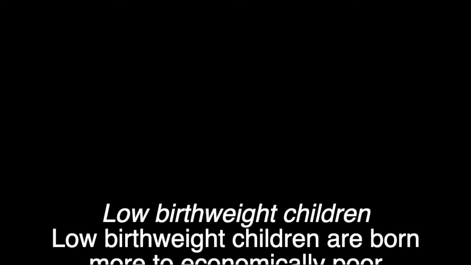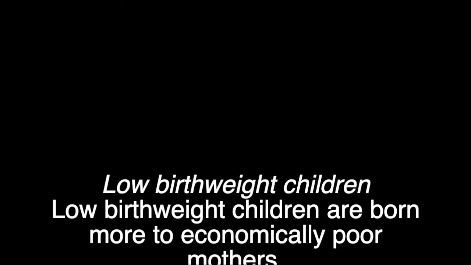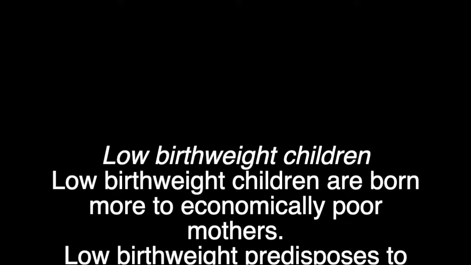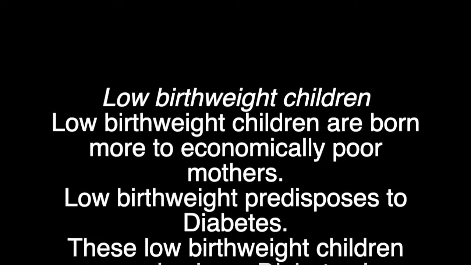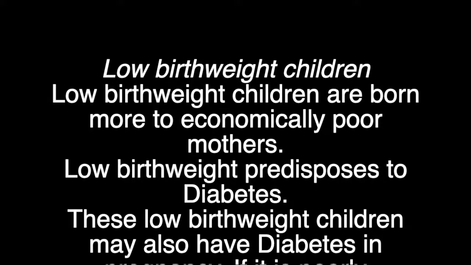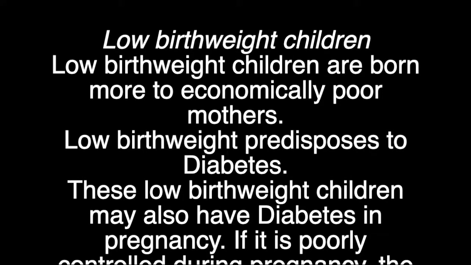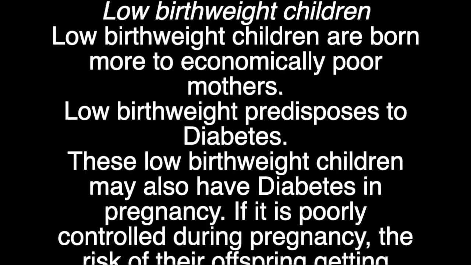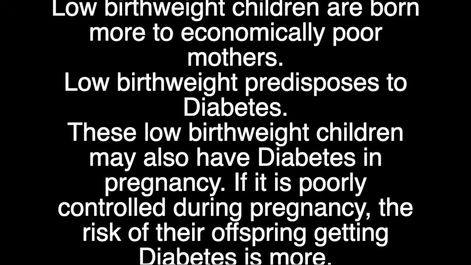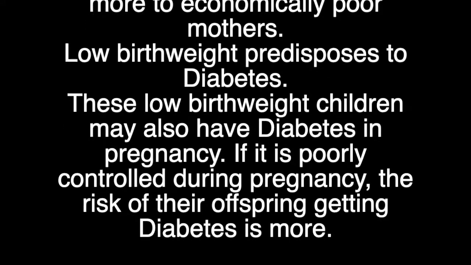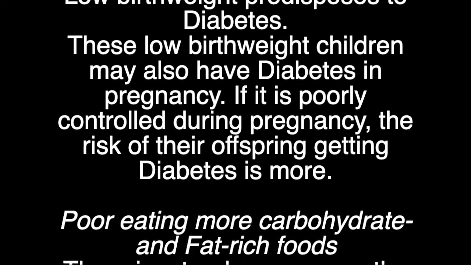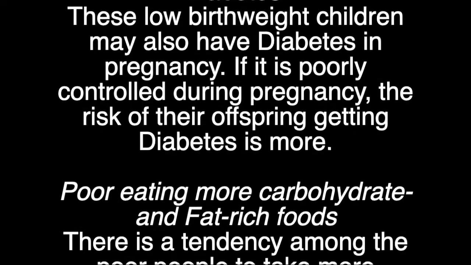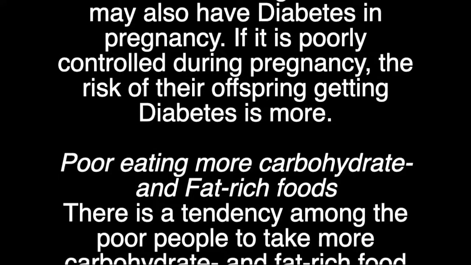Low birth weight children. Low birth weight children are born more to economically poor mothers. Low birth weight predisposes to diabetes. These low birth weight children may also have diabetes in pregnancy when they grow up. If it is poorly controlled during pregnancy, the risk of their offspring getting diabetes is more.